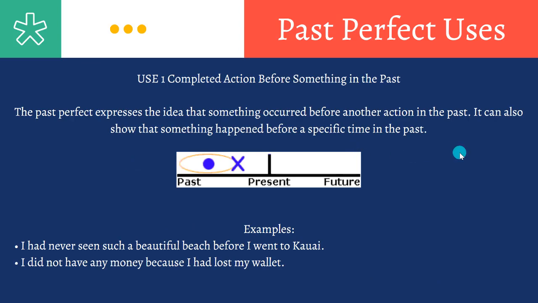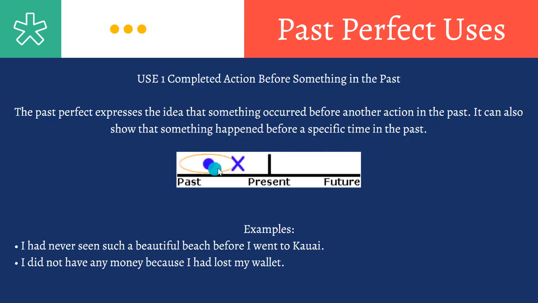Okay, let's see the past perfect uses. Use number 1, completed action before something in the past. The past perfect expresses the idea that something occurred before another action in the past. It can also show that something happened before a specific time in the past.